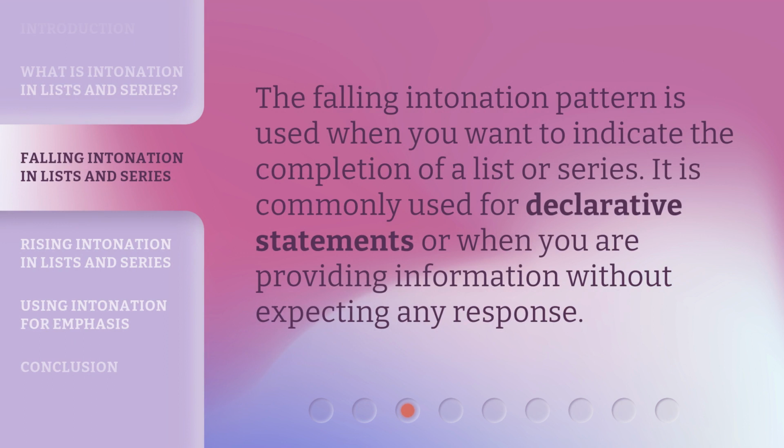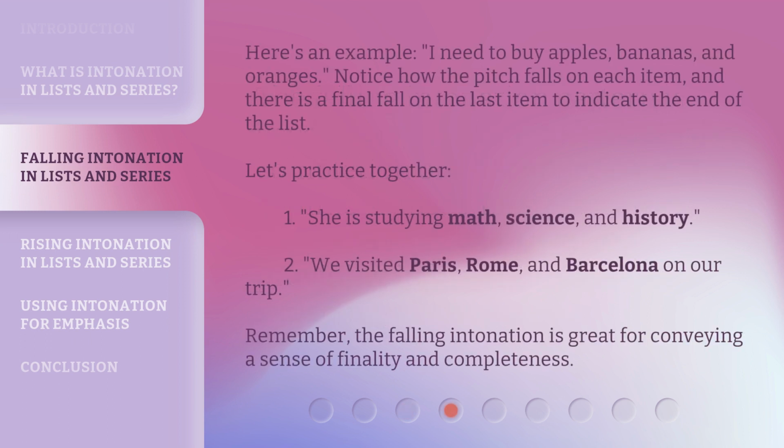The falling intonation pattern is used when you want to indicate the completion of a list or series. It is commonly used for declarative statements or when you are providing information without expecting any response. Here's an example. I need to buy apples, bananas, and oranges. Notice how the pitch falls on each item, and there is a final fall on the last item to indicate the end of the list.